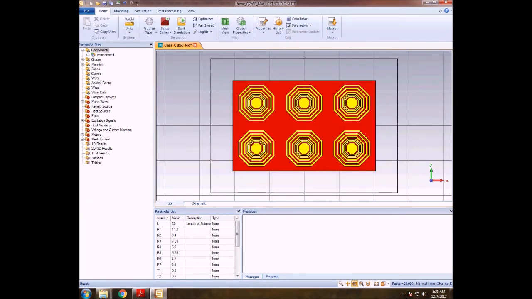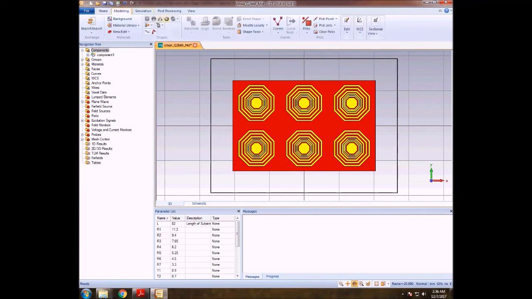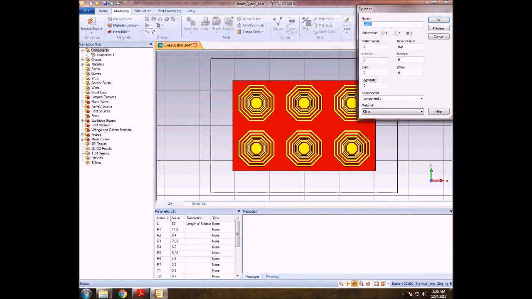Now we have to bend this octagonal shape at 60 millimeter radius. So we have to make a cylinder. Its outer radius is 60, inner radius is 0, x center is length by 4, y center is minus 60, y minimum is minus w by 4 and y maximum is w by 4.